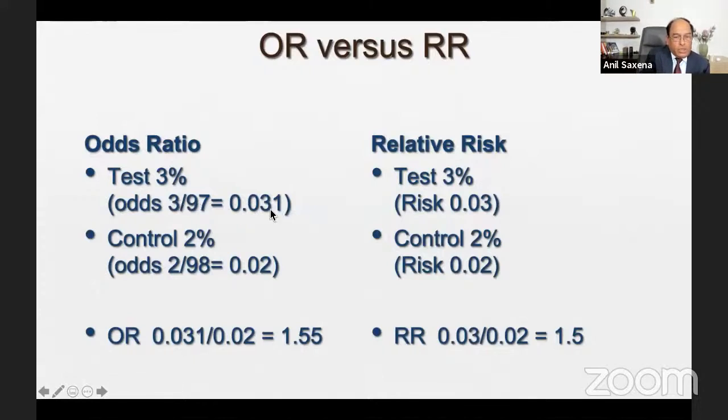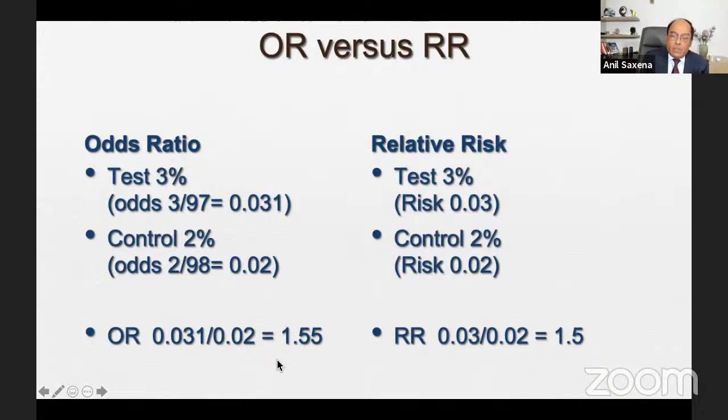So the odds ratio becomes 0.031. That is the odds of something happening. And in the control group, for example, if you have 2%, so it is 2 versus 98. So when you measure odds ratio, it's basically something happening versus something not happening. So there are two situations, something happening versus not happening. That is called the odds ratio. And when you take a ratio of these, in this case it becomes 0.031 divided by 0.02, which is 1.55.